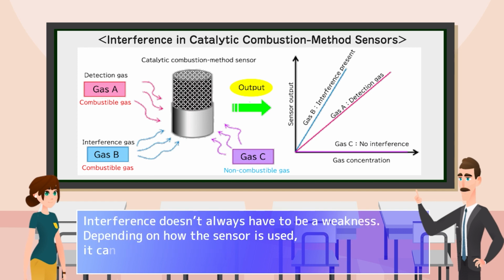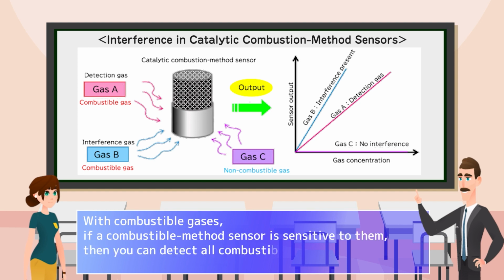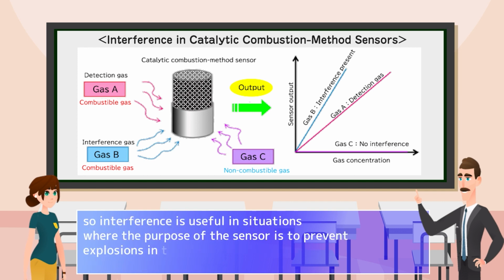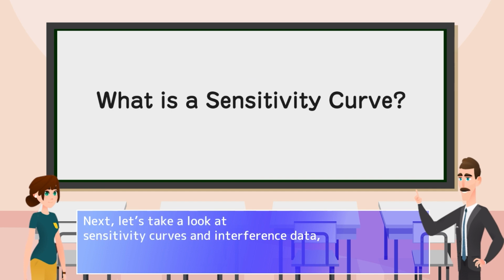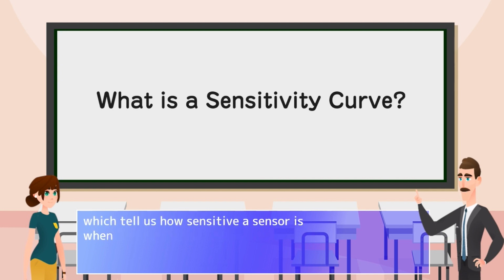Interference doesn't always have to be a weakness. Depending on how the sensor is used, it can be a good thing. With combustible gases, if a combustible method sensor is sensitive to them, then you can detect all combustible gases with a single sensor, so interference is useful in situations where the purpose of the sensor is to prevent explosions in the workplace. Next, let's take a look at sensitivity curves and interference data, which tell us how sensitive a sensor is when detecting gases other than the ones it is meant to detect.